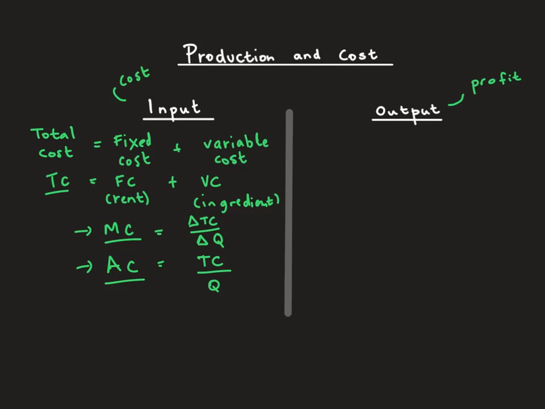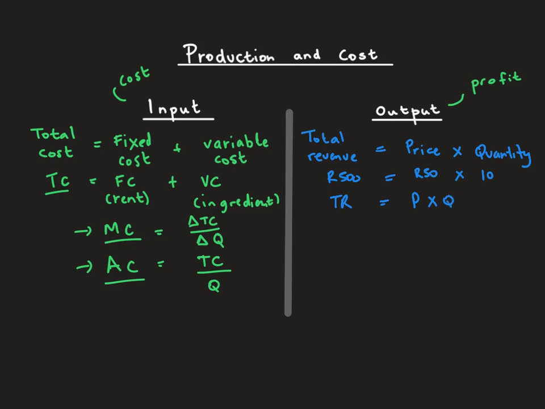On the right hand side, we have something called total revenue, which is equal to the price of a product times the quantity we sell. So let's say, for example, our price of pizza is 50 Rand and we sell 10 of them. That will give us a total revenue of 500. So how we represent this would be total revenue is equal to P times Q. This is very important to understand.